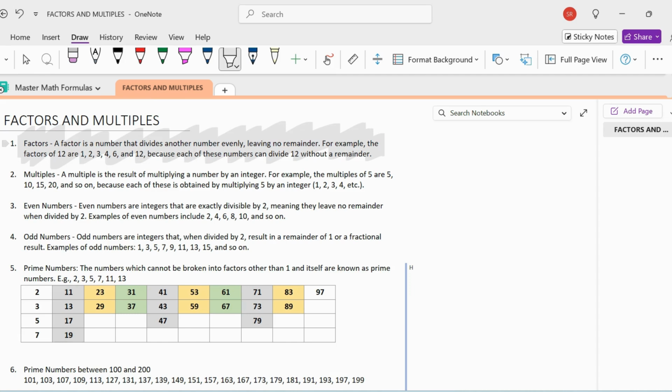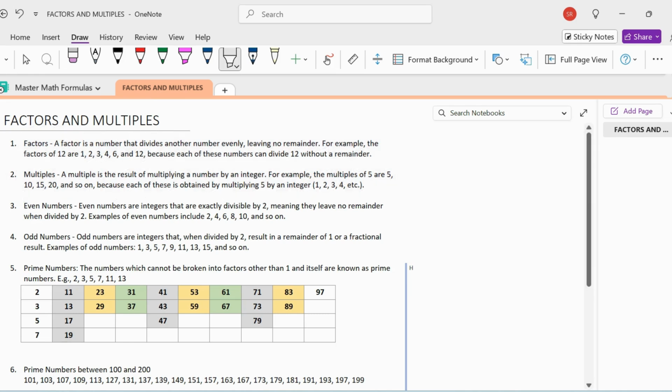Next, what are multiples? A multiple is the result of multiplying a number by any integer. For example, the multiples of 5 are 5, 10, 15, 20 and so on. And how do you get these numbers? By multiplying 5 by another integer, say 1, 2, 3, 4 and so on.